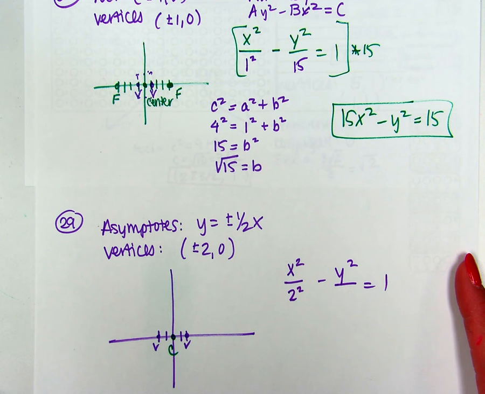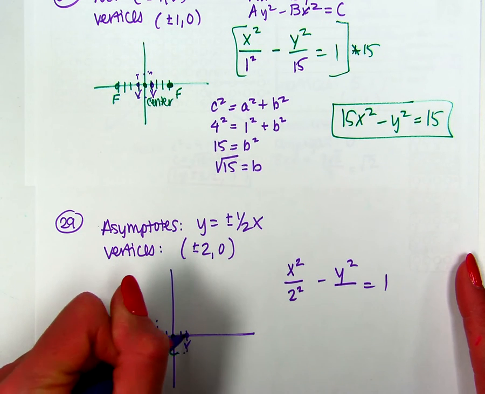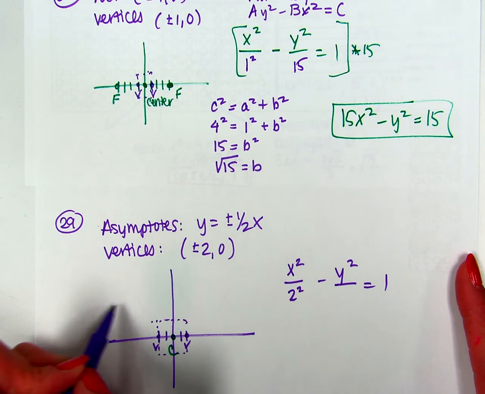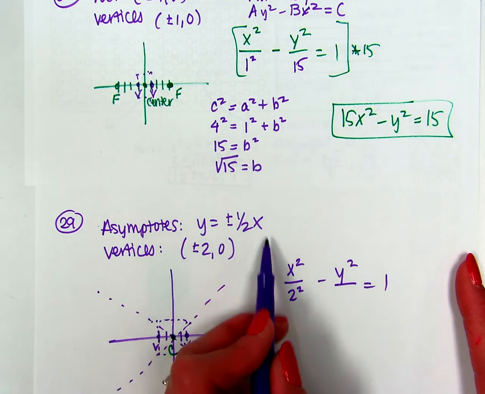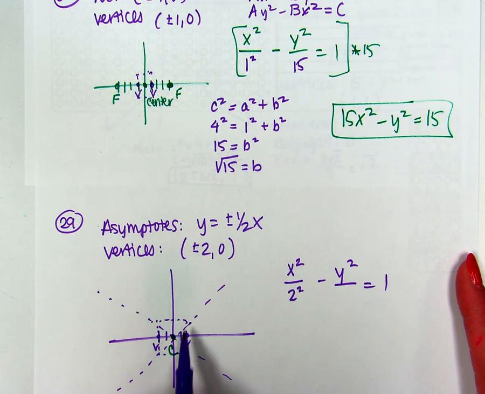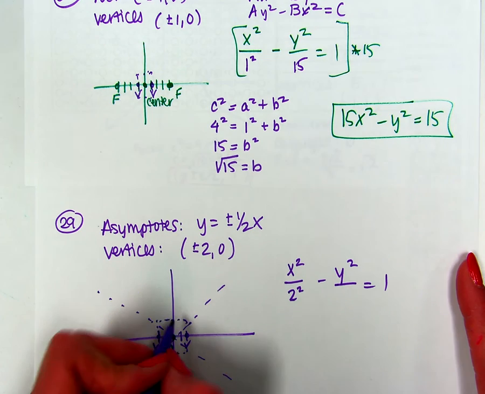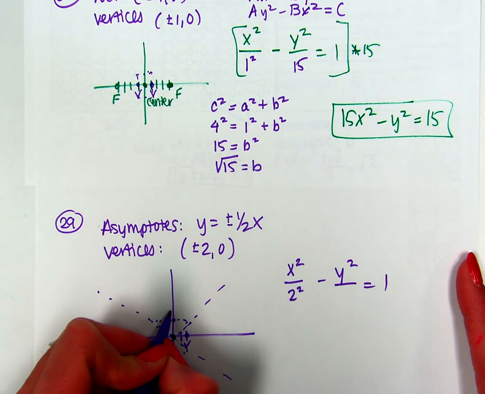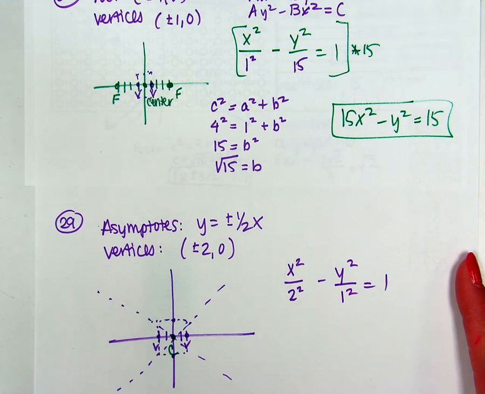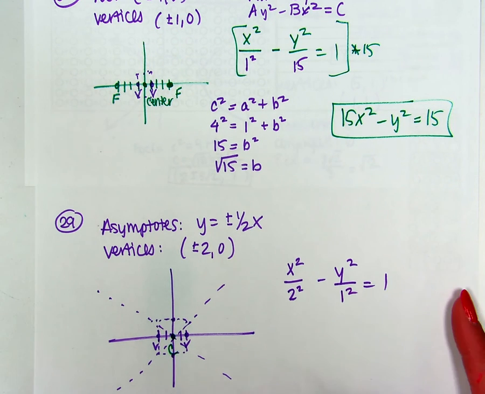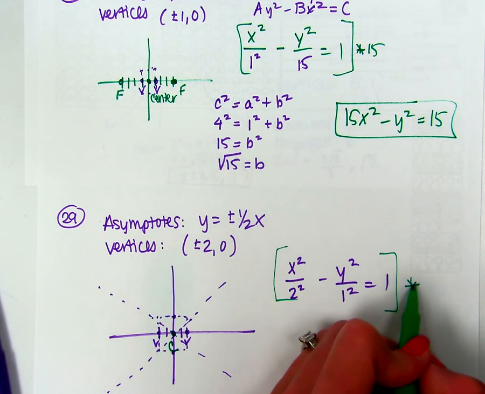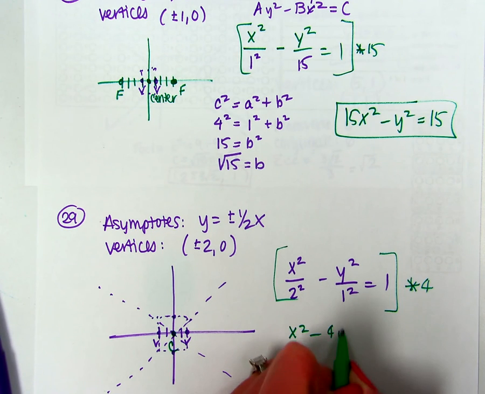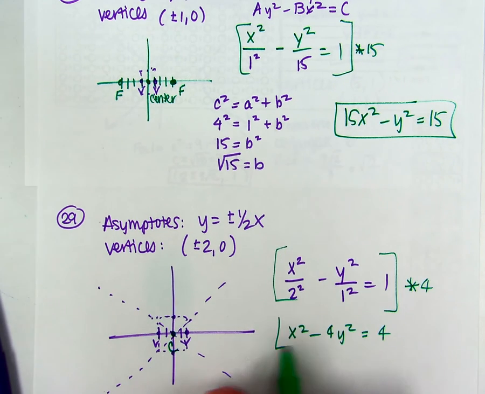Now my asymptotes, remember this little box thing? If you extend your diagonals, those are your asymptotes. And if the equation of my asymptote is y equals 1/2 x, or y equals negative 1/2 x, that means that it needs to go up 1 and over 2. So along my conjugate axis, I'm only going up 1 or down 1, so that must be a 1 squared on the bottom. That's it. Now they do want you to get rid of your denominators, so if I multiply by 4, that should do it. That'll give me x squared minus 4y squared equals 4. And I believe that we are all done.